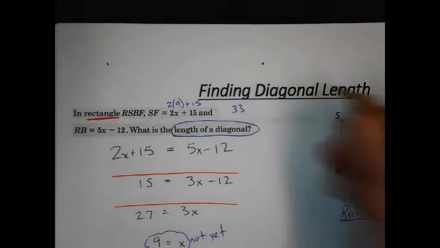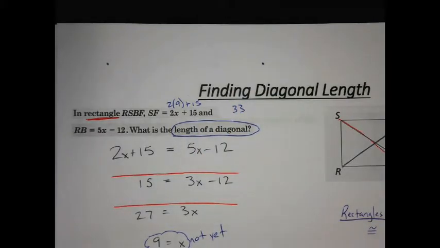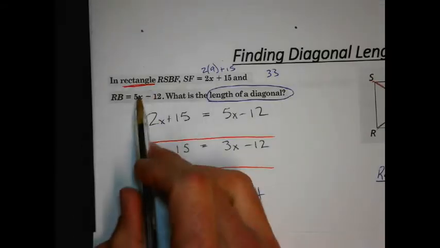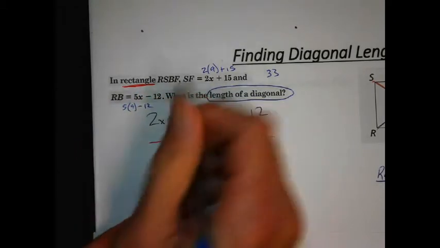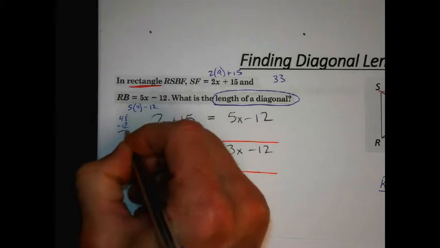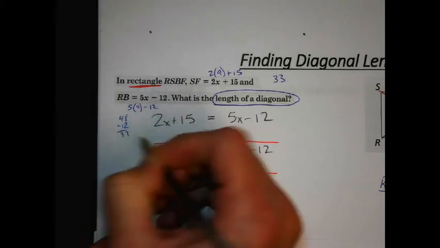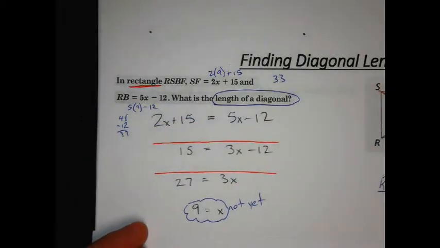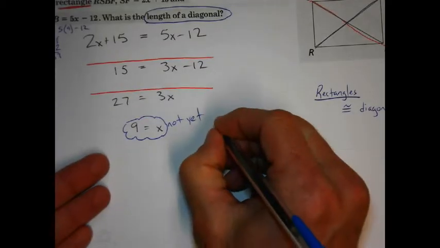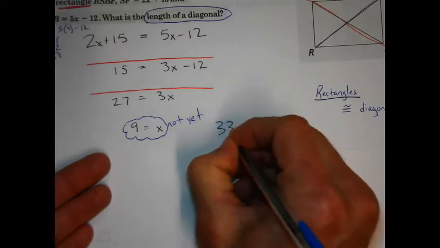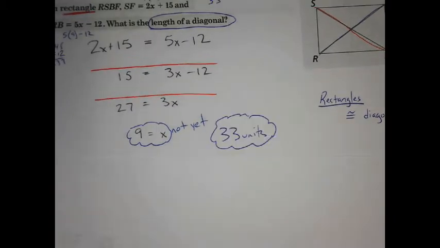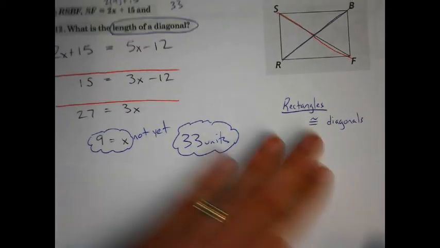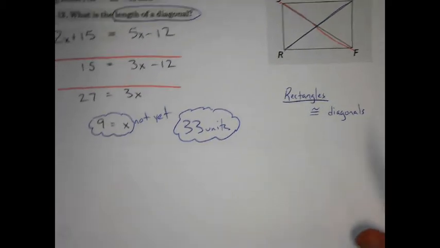Now, before we check, let's make sure, does it work out here as well? So we have 5 times 9 minus 12. 5 times 9 is 45. What's 45 minus 12? 33. All right, so now we know for sure. So x is 9. Don't circle it yet because we have to answer the question. It's 33 units. Now we know the length of a diagonal in this case is 33 units. Why? Because rectangles have congruent diagonals. Cool? Cool. I think the bell's going to ring soon. Hang in. We're almost done.